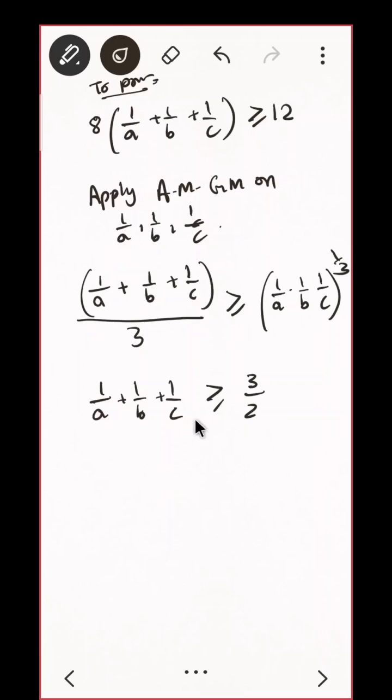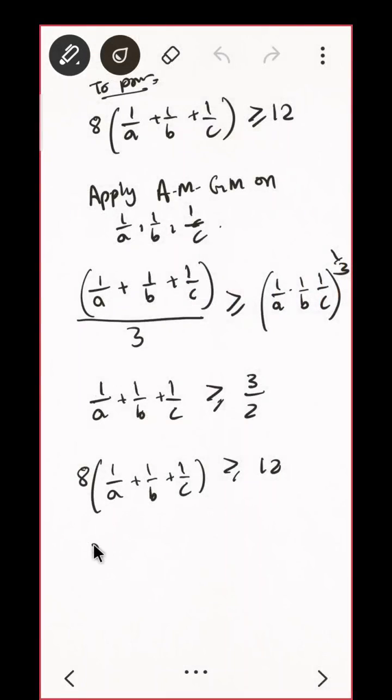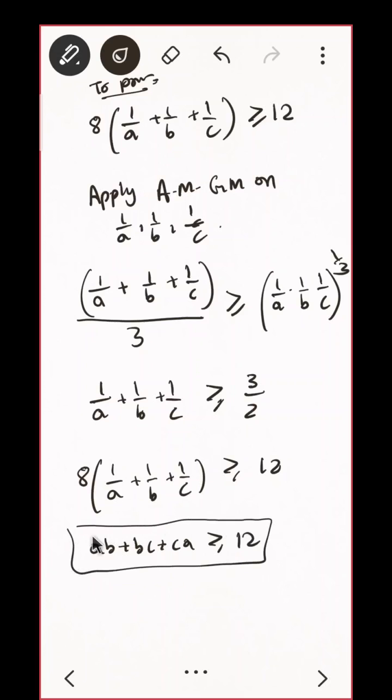Yes. What do you want? Multiply 8 on both sides. That is 8 into 1 upon A plus 1 upon B plus 1 upon C is greater than or equal to 12. This is the same as what we just showed: AB plus BC plus CA. So this means AB plus BC plus CA is greater than or equal to 12. Are we done? Yes?